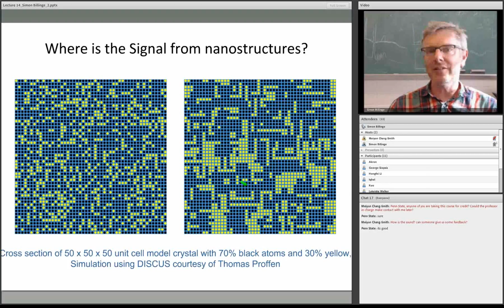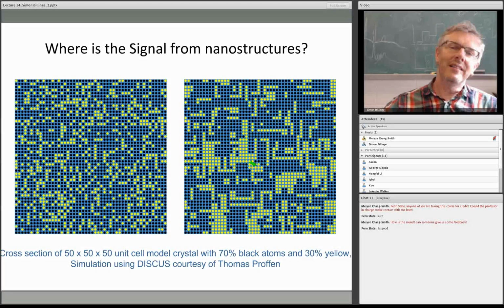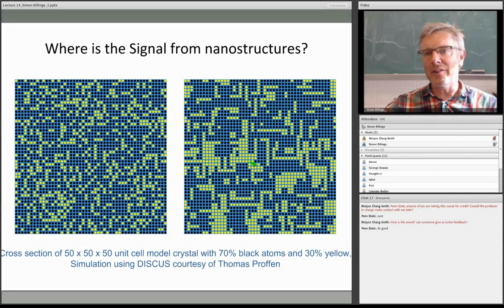and 30% of white. In the left-hand side, the yellow atoms have been placed randomly on the lattice. In the right-hand side, we've introduced some kind of tendency for clustering. So if you're a yellow atom, there's a higher than average probability that your neighbor is yellow, and likewise for black. But there's enough randomness that it doesn't order over long range. Okay, so these are two simulated crystals.